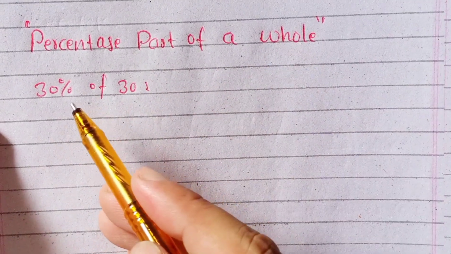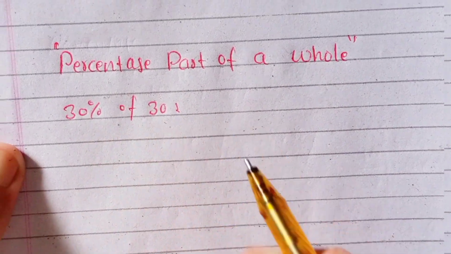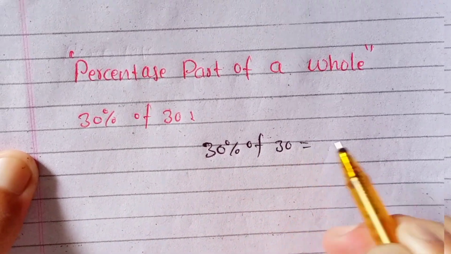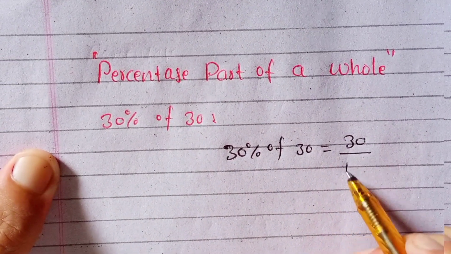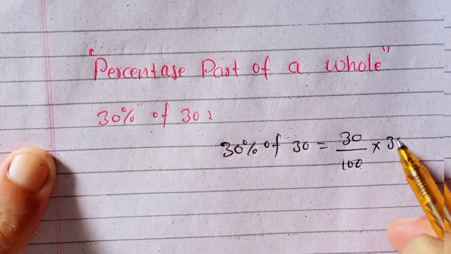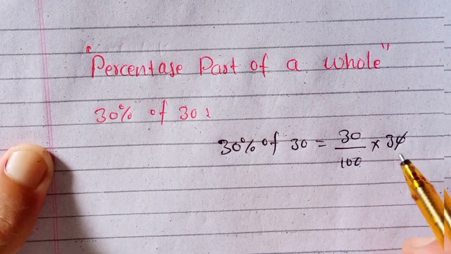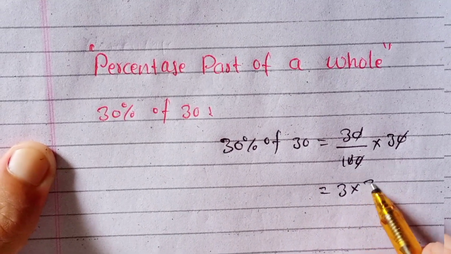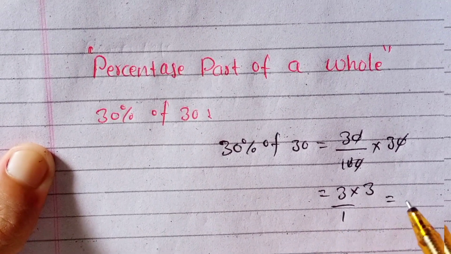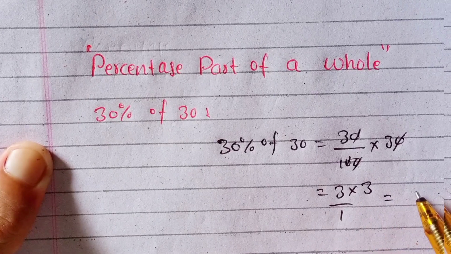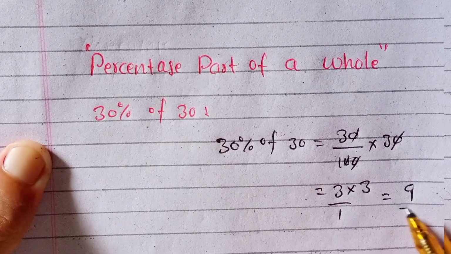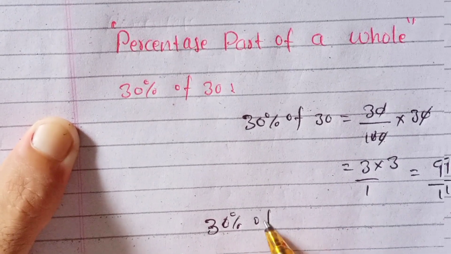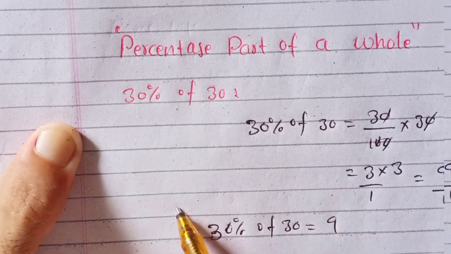Now we are going to calculate the percentage part of a whole. For example, what is the 30% of 30? So 30% of 30 is equal to 30 divided by 100 and multiplied by 30. So we will cancel the 0 with 0 and this 0 with this 0, which is equal to 3 times 3 divided by 1, which is equal to 3 times 3 is 9. And we can write 9 over 1, which is equal to 9. So 30% of 30 is equal to 9.